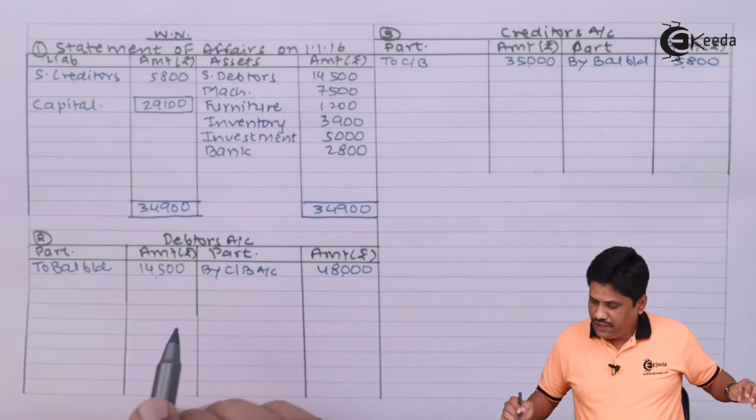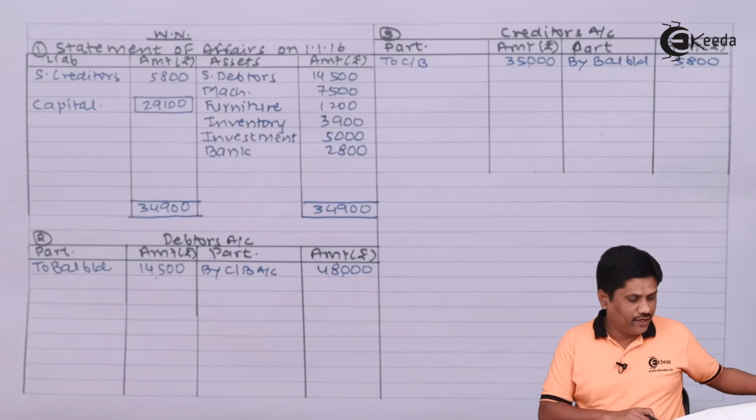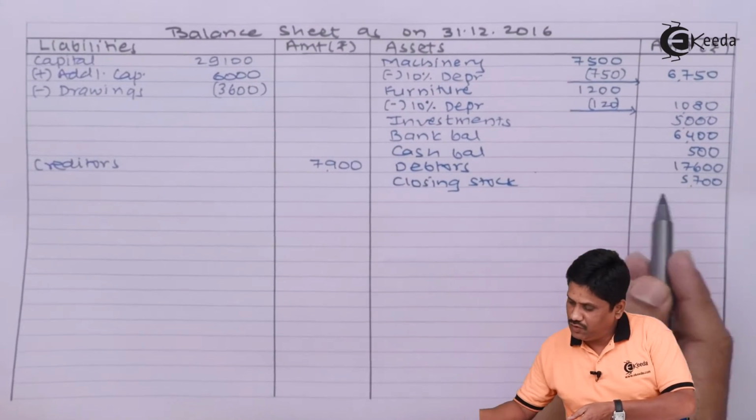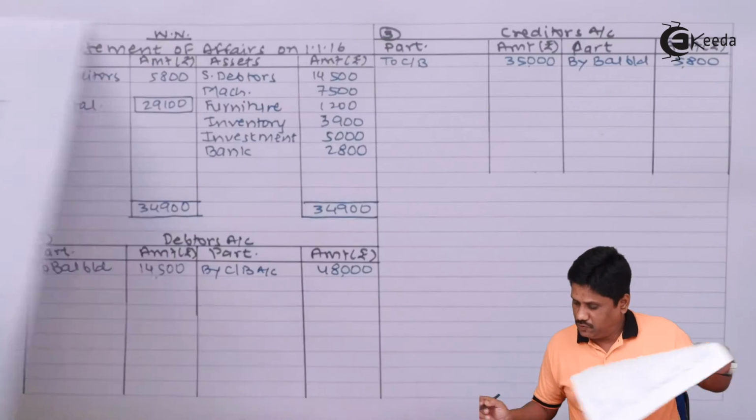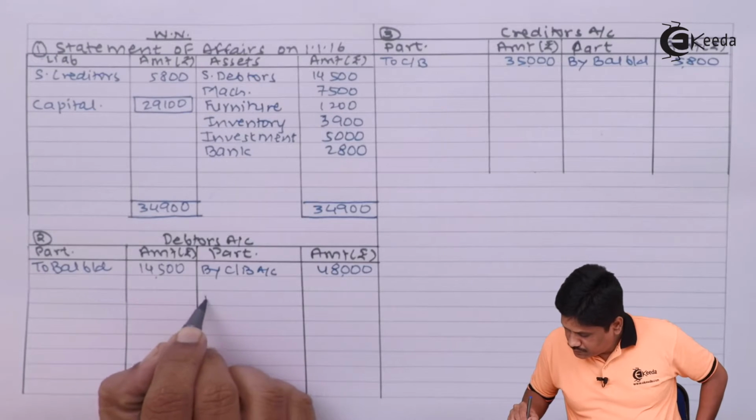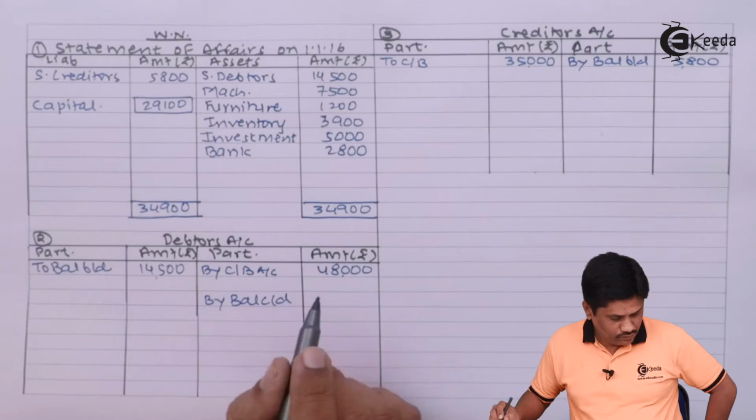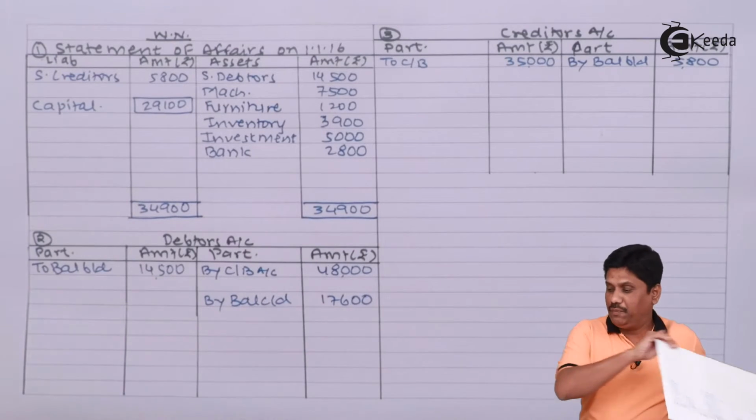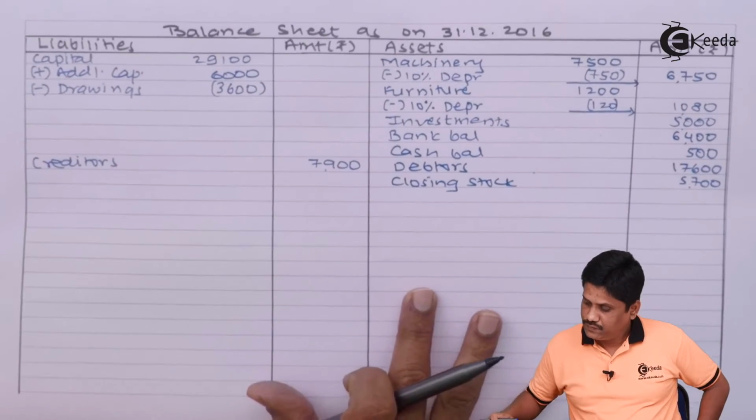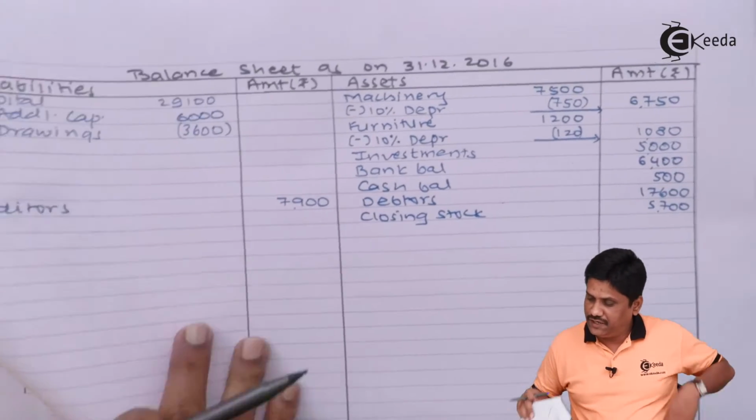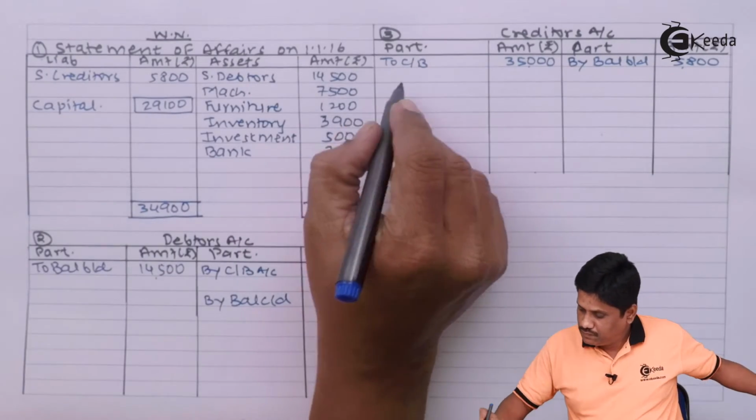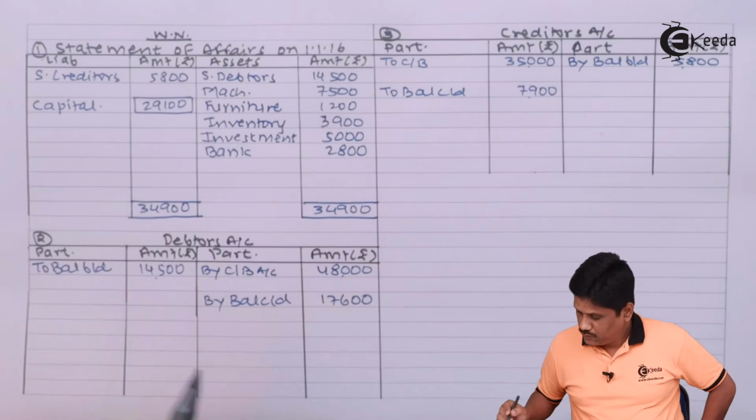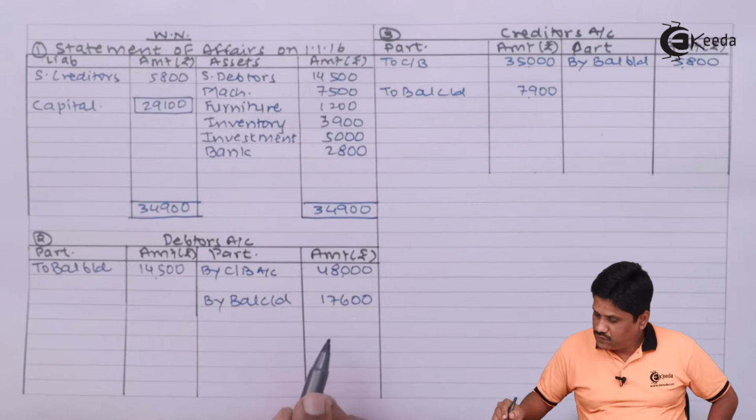Next, they have given you debtors account. Now in debtors account we have to write the closing balances here also. Check it out. This closing debtors I have written in the balance sheet, but I have to write here also, in the debtors account, so I will write it here. Similarly my closing creditors also I have to write here. My closing creditors are 7,900. Let me close my debtors account now.